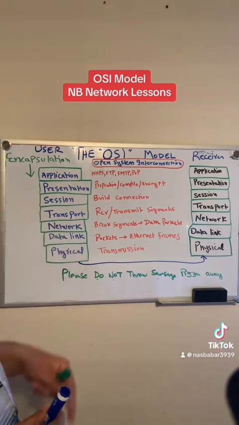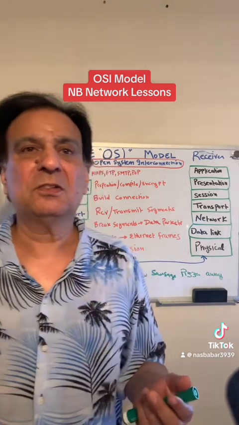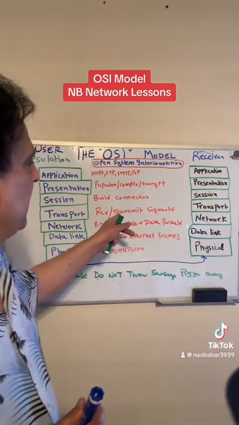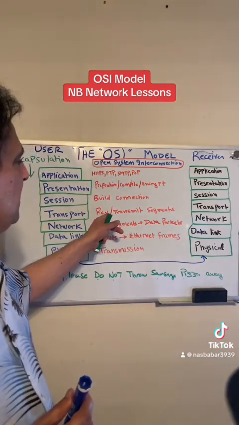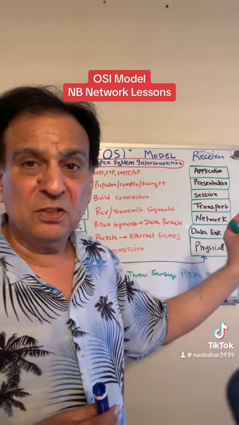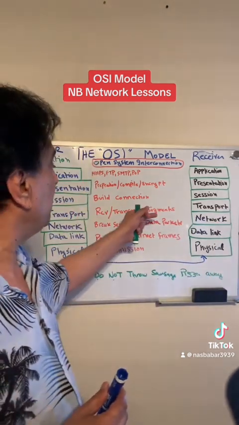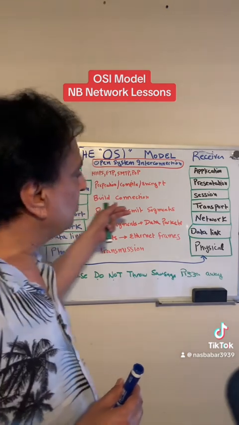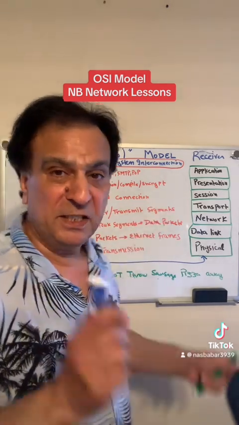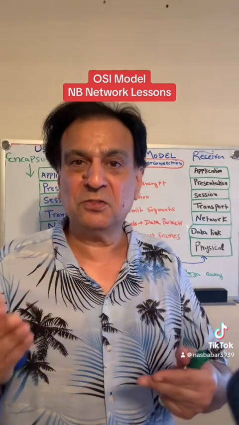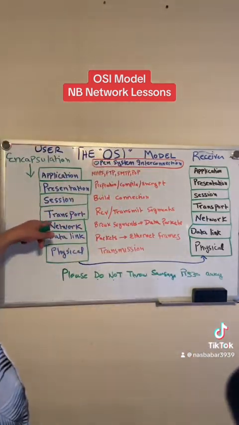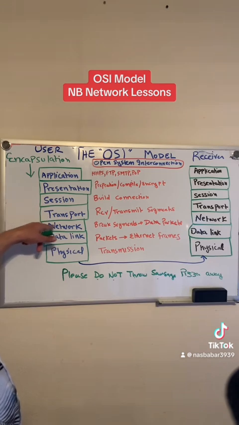Transport layer is TCP or UDP. What it does is make the segments and then transmit those segments, the TCP segments, which I discussed in one of my previous lectures. The next one is network.